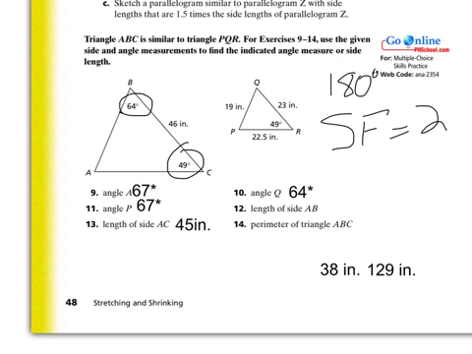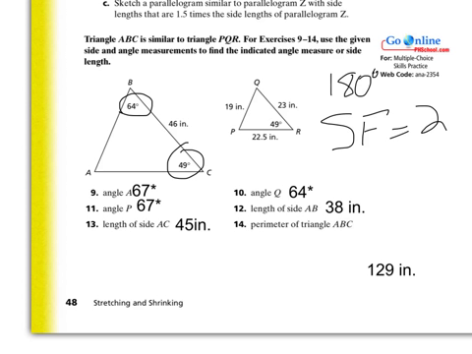Okay, length of side AB for number 12. So here's AB, this side, and it corresponds with QP. We know our scale factor is 2, so we simply multiply 19 times 2, and that'll give us 38 inches.